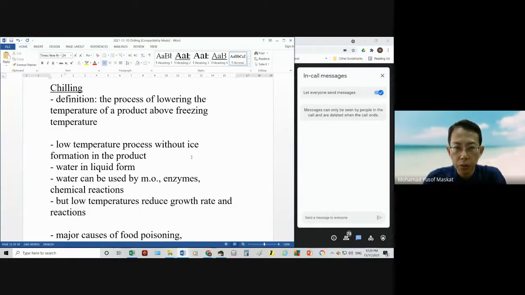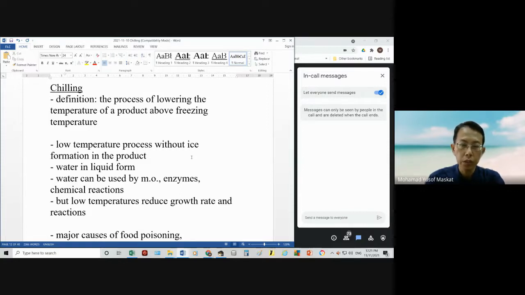So we are lowering the temperature, we are using low temperature methods, but the temperature is still above freezing temperature. So when the temperature is above the freezing point, water or moisture will still be in the liquid form, liquid phase. It has not changed to the solid phase yet.